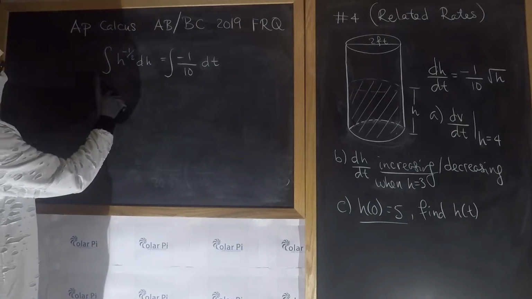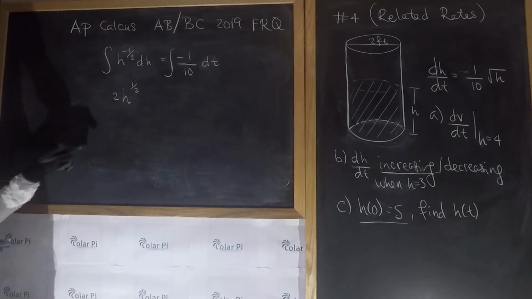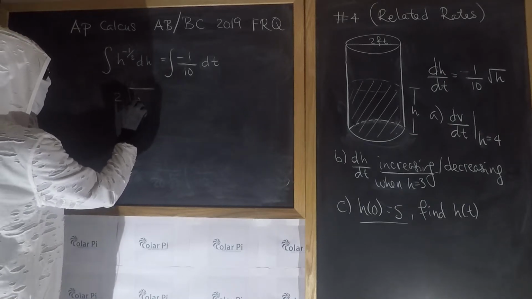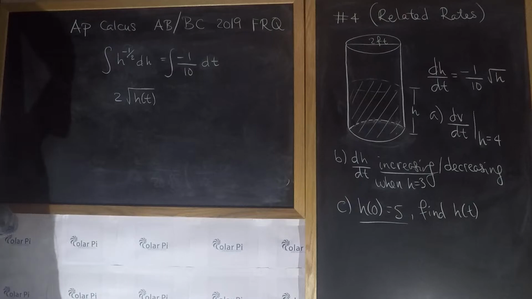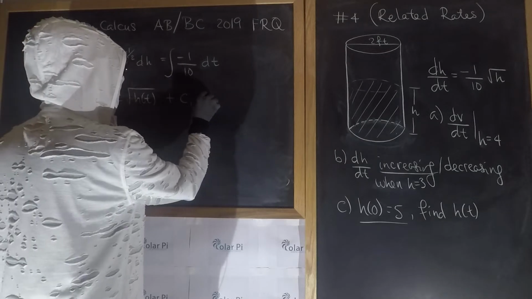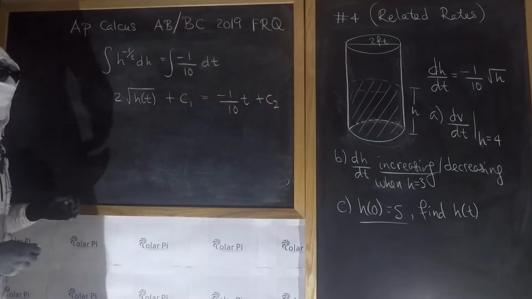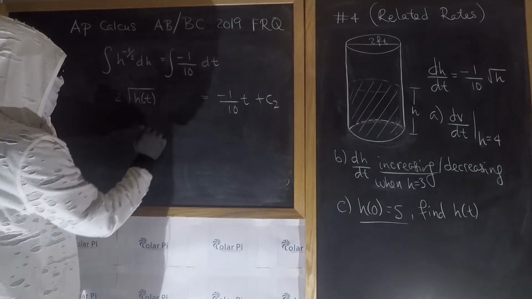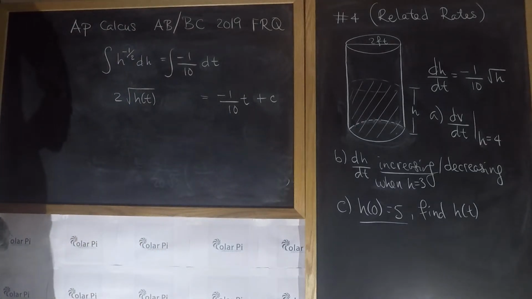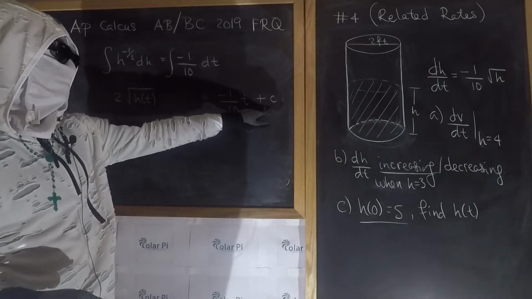That's going to be h to the positive 1/2 divided by 1/2, so I could just throw a 2 right there, and that's 2 root h. And h is a function of time, so we have 2 root h of t, and then plus a constant. Let's call this first constant c1, and then on the right hand side we have negative 1 over 10 times t, plus a constant c2. Now we can combine constant 1 and constant 2 into one constant, and let's call it c.